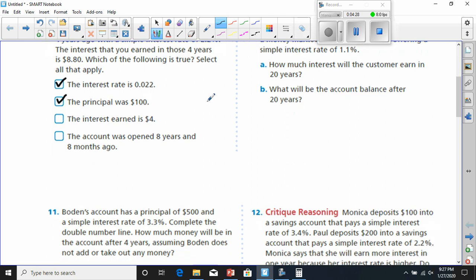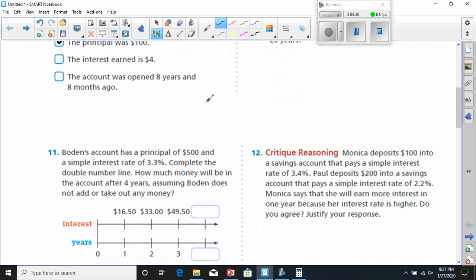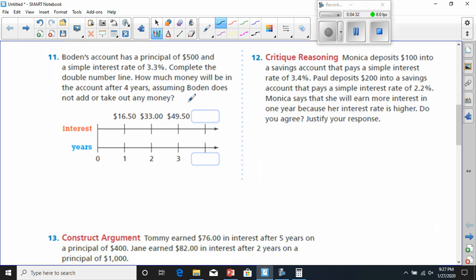So let's move on to number 11 here. Bowden's account has a principal of $500 and a simple interest rate of 3.3%. Complete the sentence. How much money will be in the account after 4 years, assuming that Bowden does not add or take out any money?